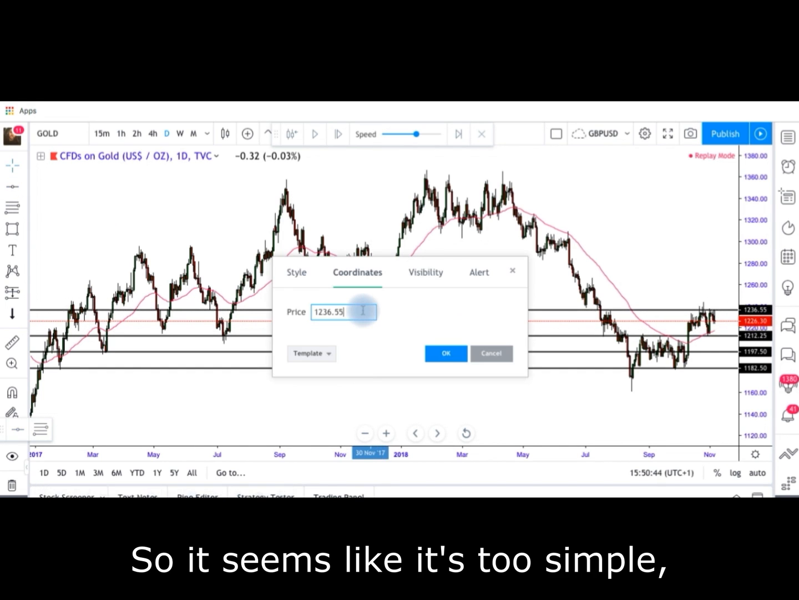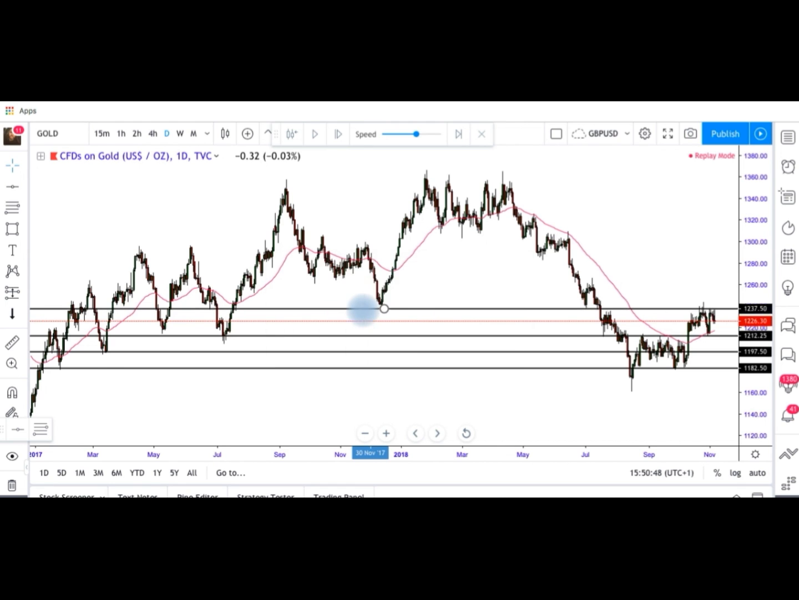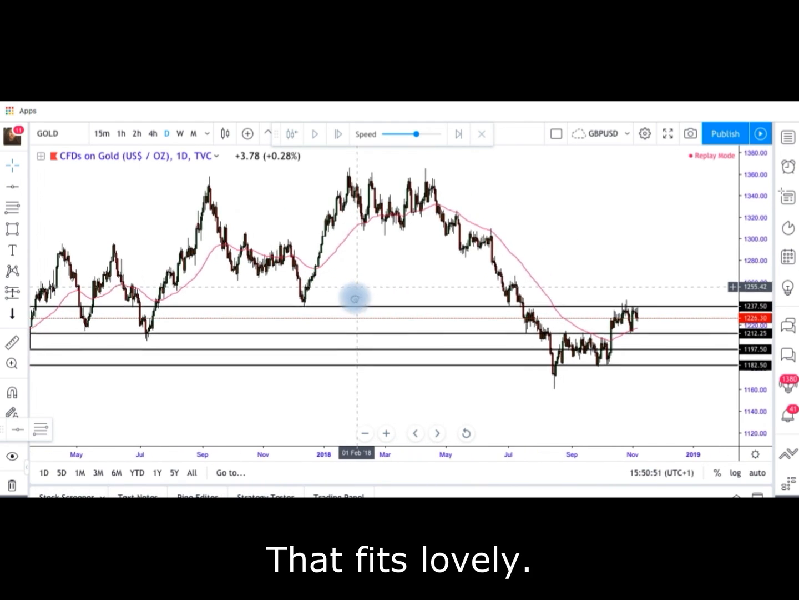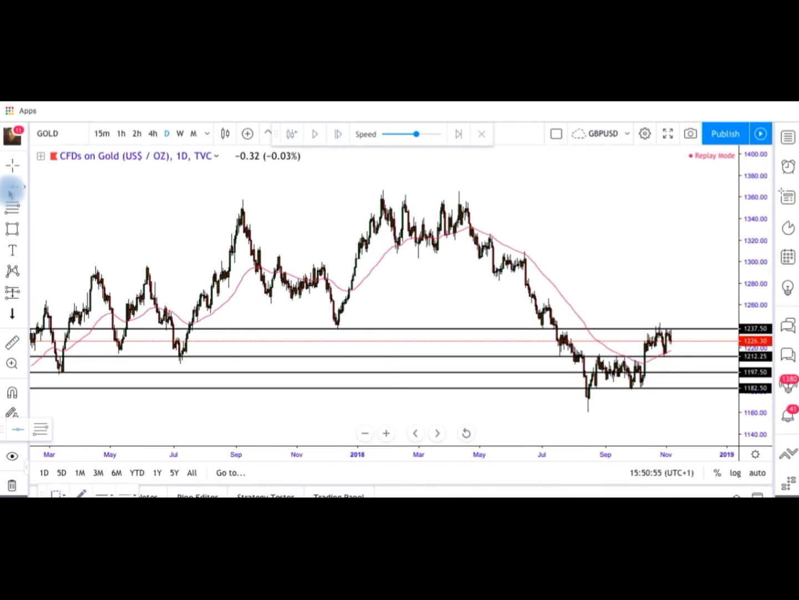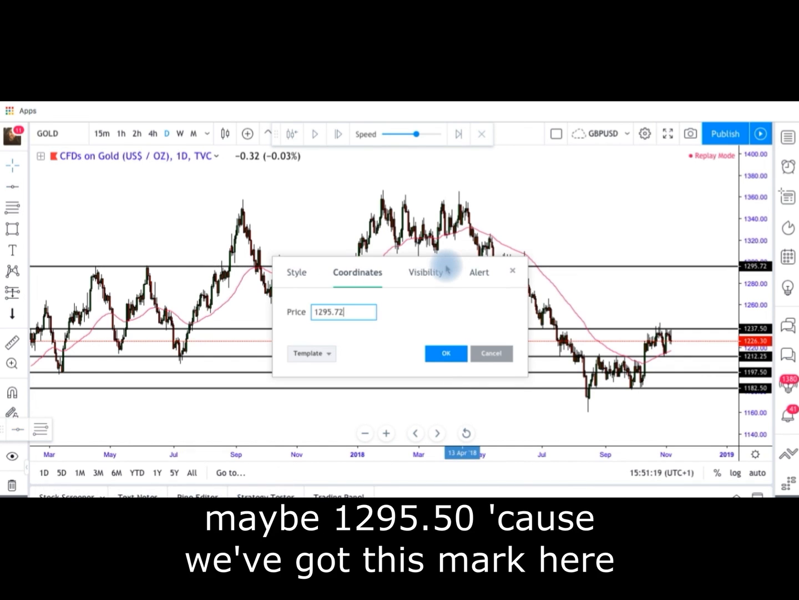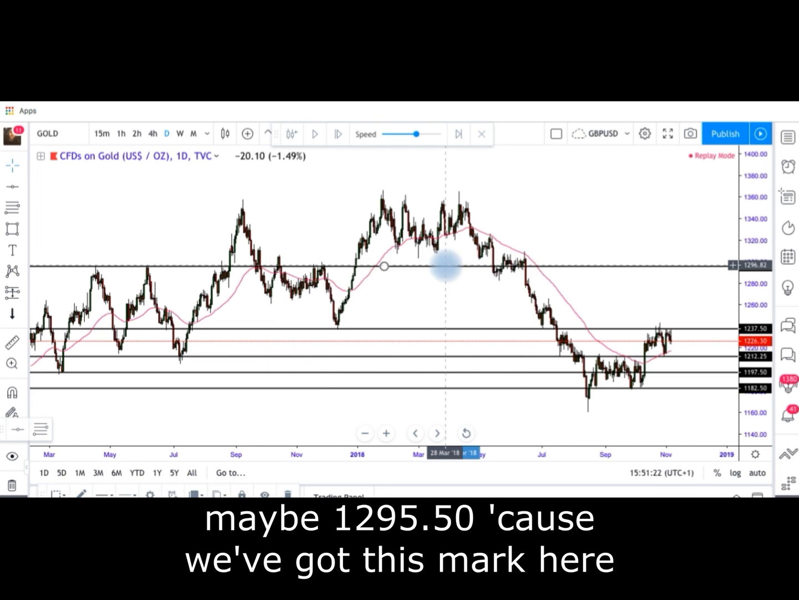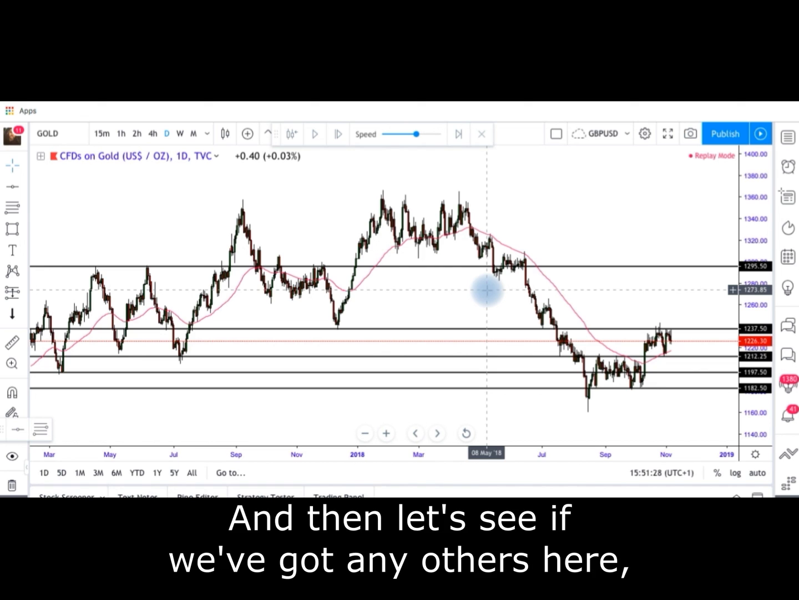It seems like what I'm doing is too simple, but gold is very simple to trade. That fits lovely. Now the next level I'd probably put on this, maybe something like that. That fits really nicely. Maybe 12.9550, because we've got this mark here and this mark here, and then we've respected it all here. And then let's see if we've got any others here.